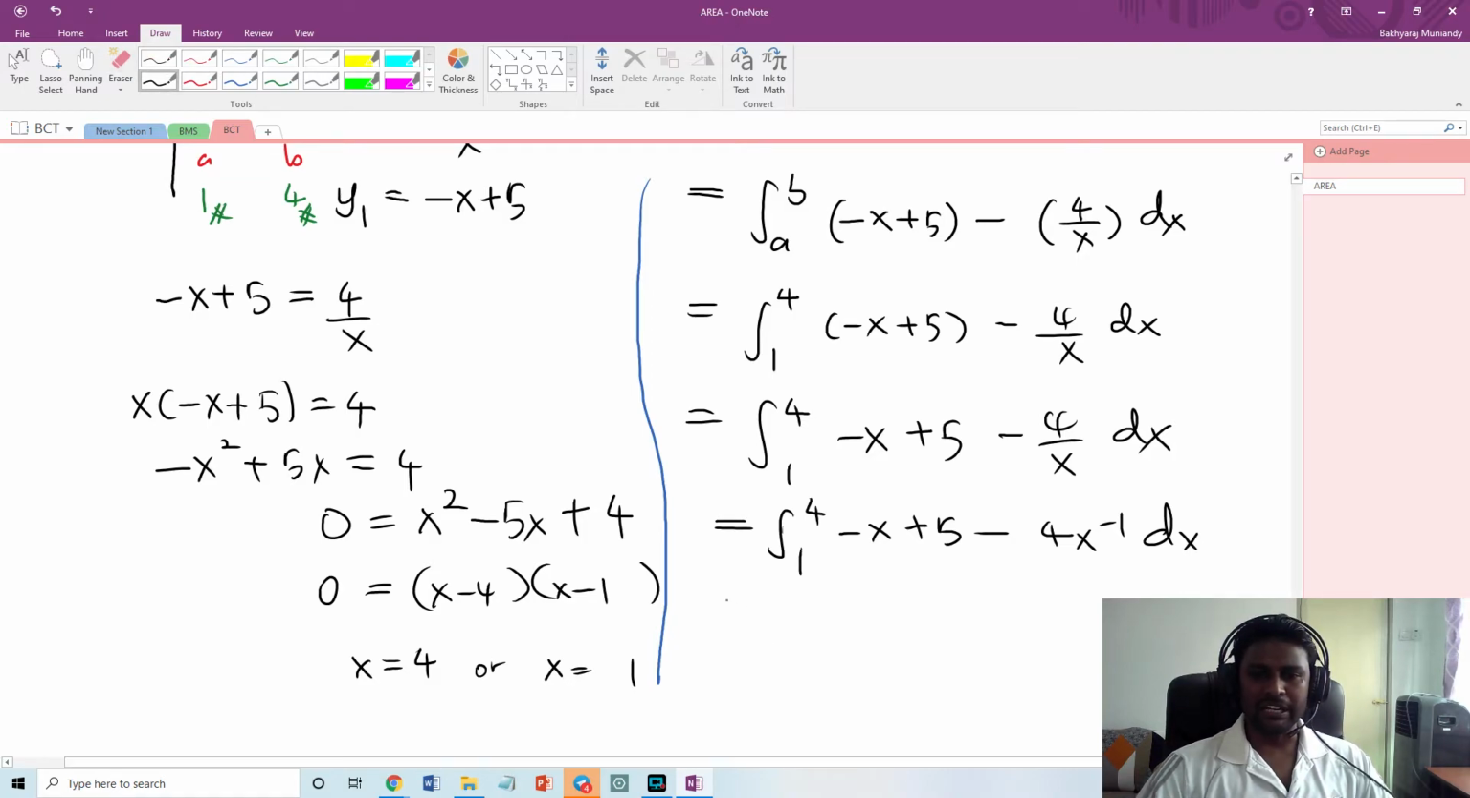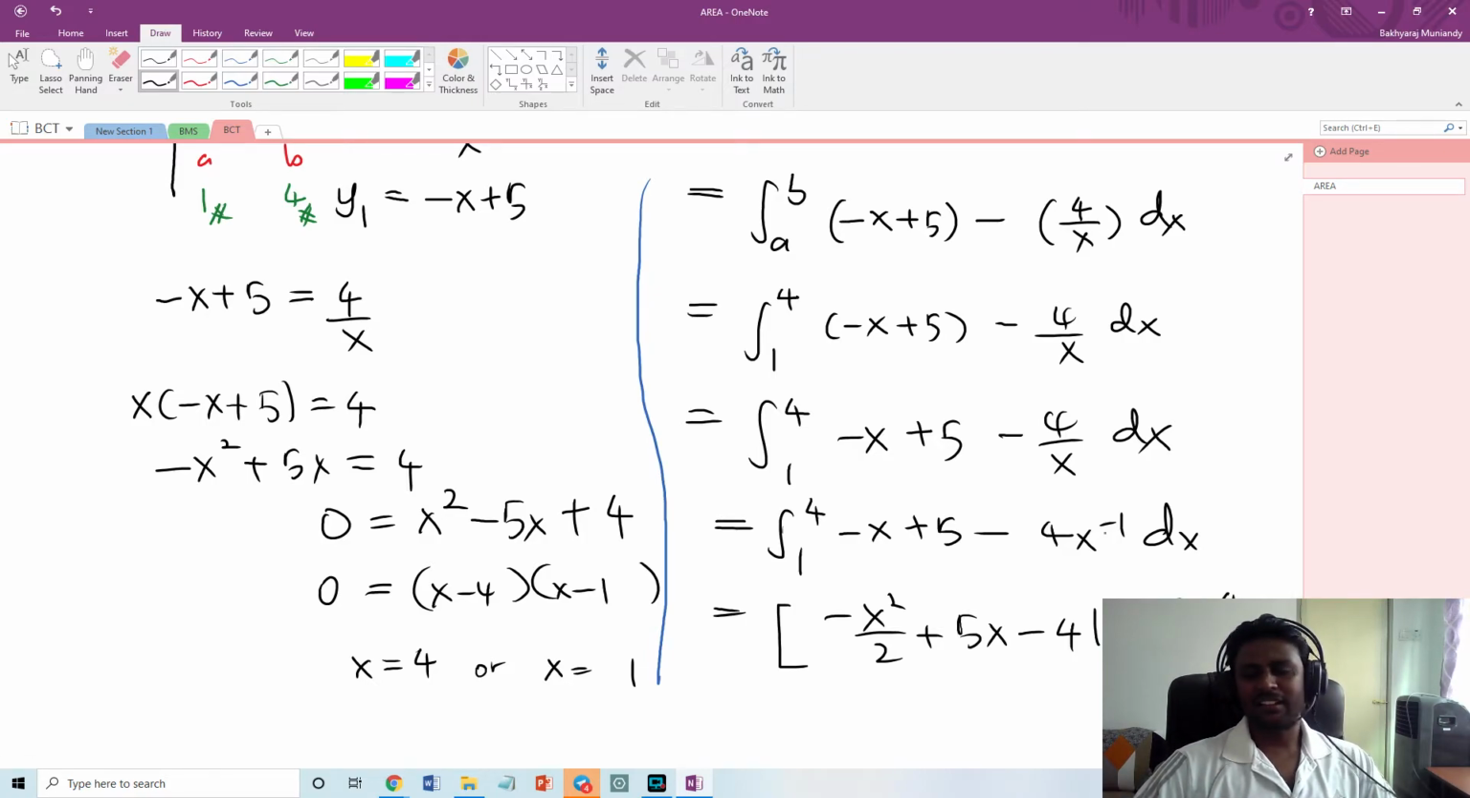Now we go for the integration. Equals integrate: negative x power of 2 over 2 plus 5x minus 4. Correct. This will become log x, right. Then 1 to 4. Remember for the quiz, I will definitely test this. Remember negative 1, definitely I test this for the quiz. So please take note. This is very important.